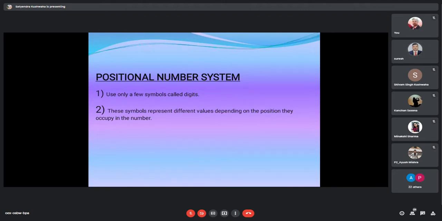Now, positional number system. In a positional number system, we only use a few symbols which are called digits. These symbols represent different values depending on the position they occupy in the number.